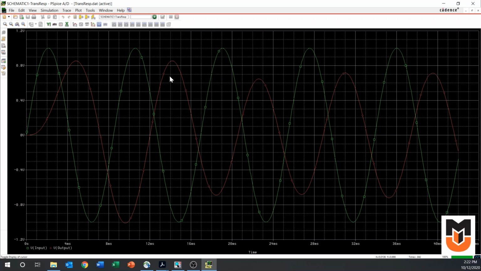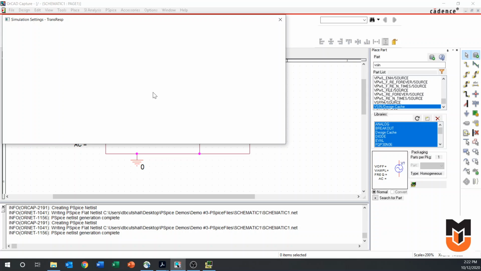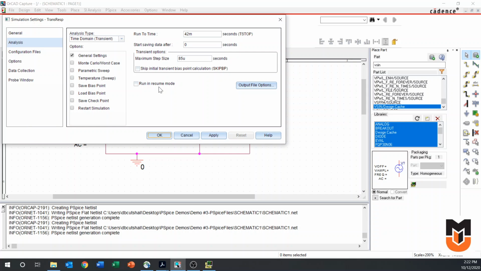So let's go back and see if we can run this a little bit longer to see if we can stabilize that and get it a little closer to our 0.707. So let's run this a little longer. Let me just go ahead and say to 500 milli. And then let's say we don't want to start saving data until after 100 milli. And hopefully that's going to give us enough time.